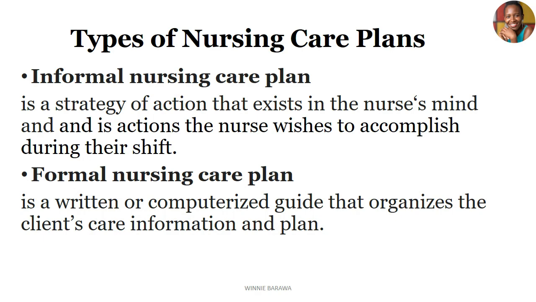And you realize most of us, I think, practice this informal nursing care planning more than the formal one. You go to the ward, you get the report, and when you're done, you have everything scribbled down on a piece of paper, and that's what you use the whole day. The opposite of it is what we call the formal nursing care plan. The formal nursing care plan is a written or computerized guide that organizes the client care information and the plan itself. With the formal nursing care plan, this is where we are going to focus our main series.